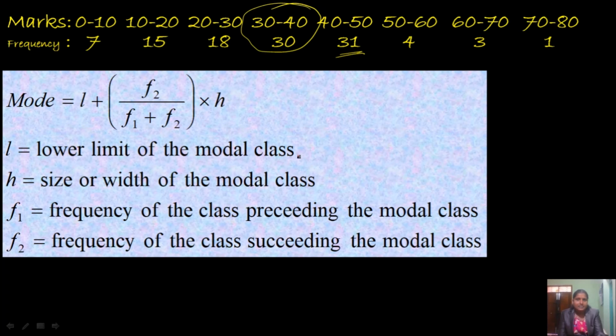Here L represents the lower limit of the modal class. So 30 to 40 is my modal class, so 30 is the lower limit. H is the size of the modal class, that is 10. F1 is the frequency of the class preceding the modal class, that is 18. And F2 is the frequency of the class succeeding the modal class, that is 31.